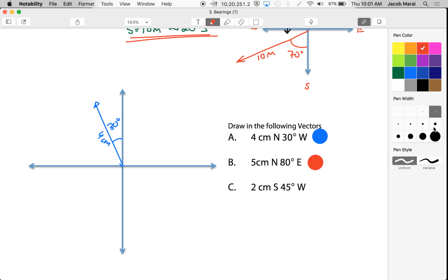Five centimeters north, 80 east. Two centimeters south, 45 west.